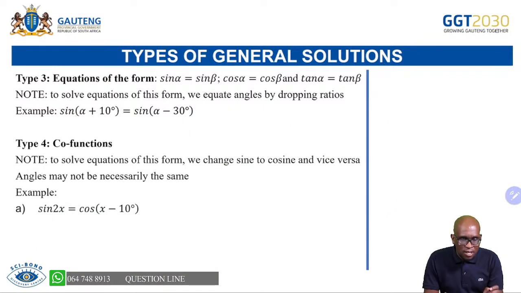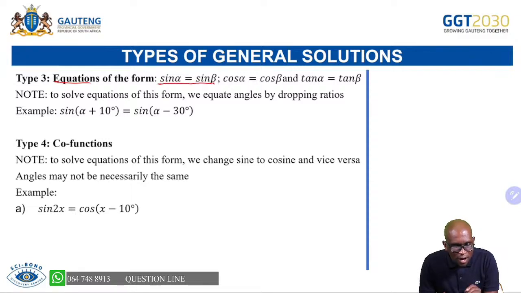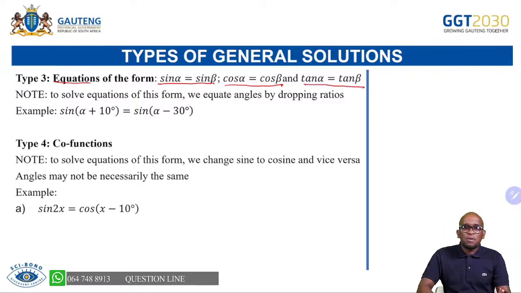Right, type 3: equations of the form sine alpha equals sine beta, cos alpha equals cos beta, tan alpha equals tan beta.